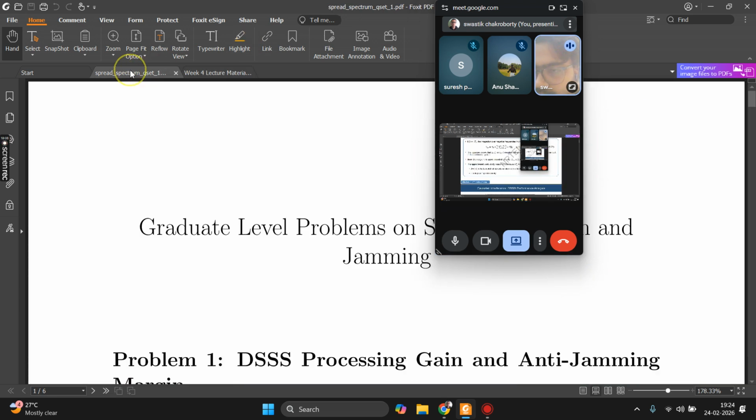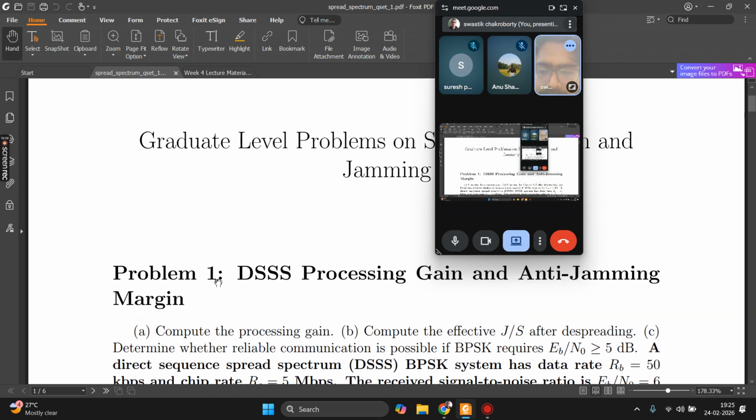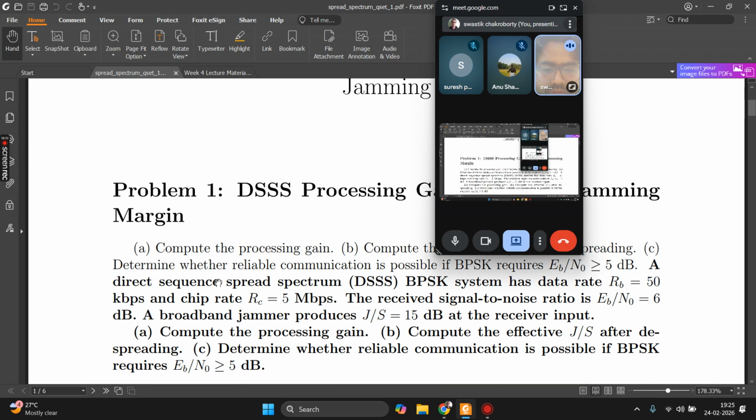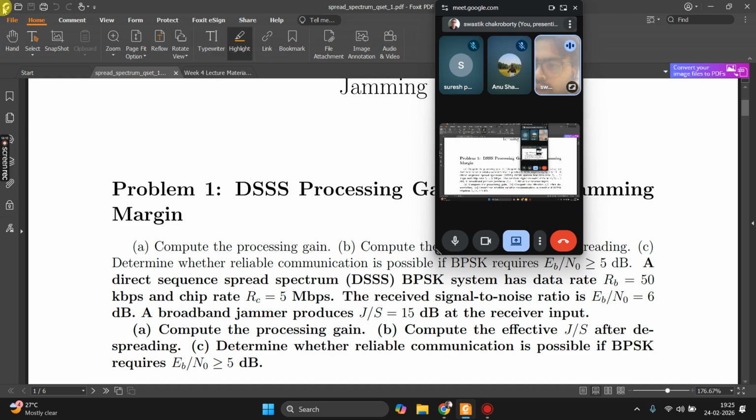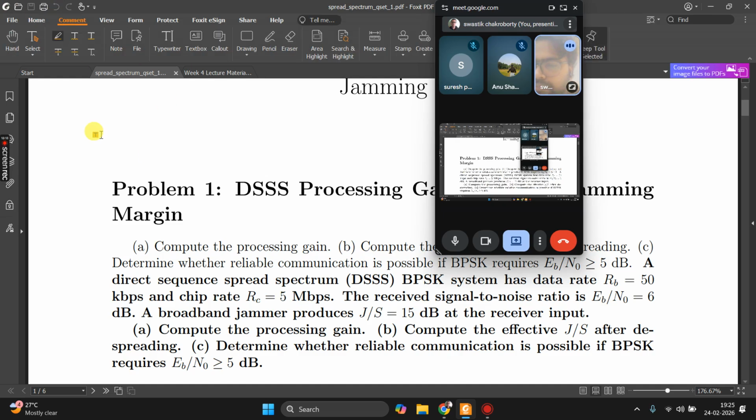Okay, now we will be doing some problems. I will give you some time. First of all, please ignore this. This is a mistake, the first line. So start reading from the bold face. Ignore this, it has been repeated. Start reading from a direct sequence.